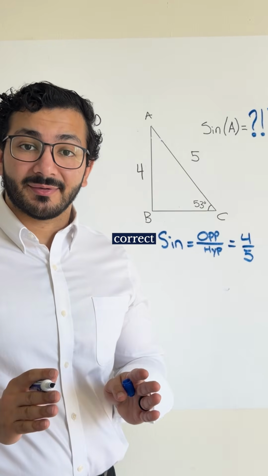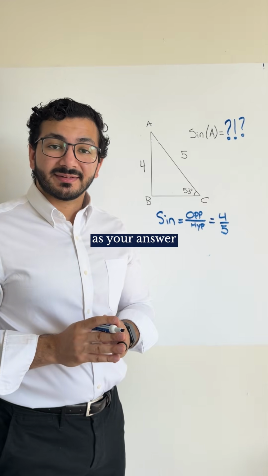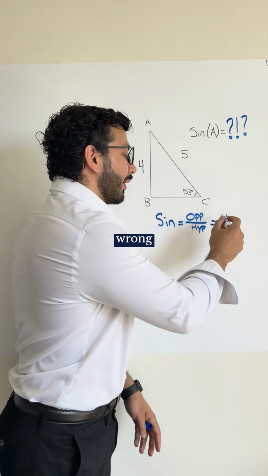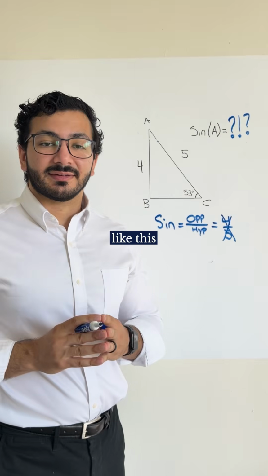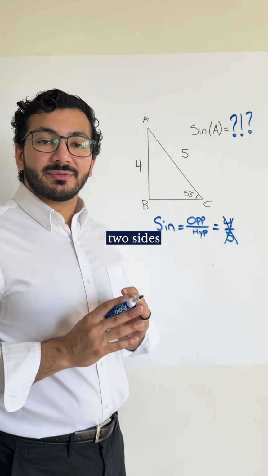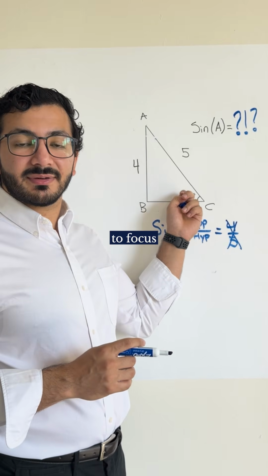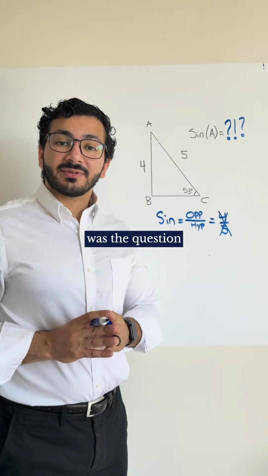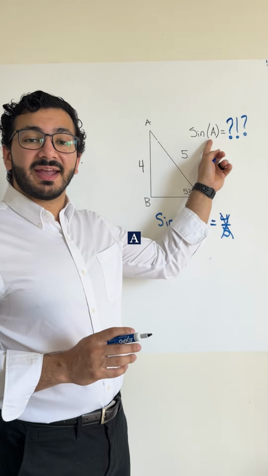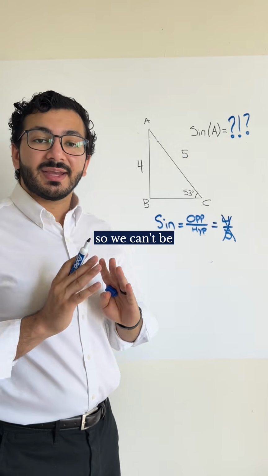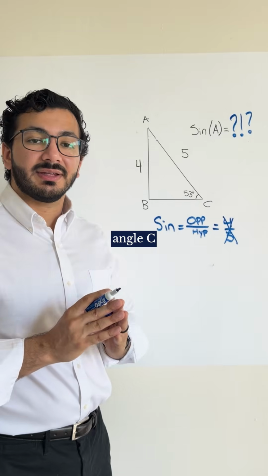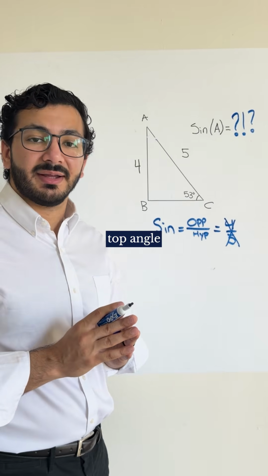No, it is not correct, unfortunately. If you selected this as your answer, you would be wrong. The SAT is tricky like this because you'll see that they label two sides and label an angle here so that they slightly nudge you to focus on angle C. However, what was the question asking for? Sine of A, angle A. So we can't be focused on angle C. We have to look at the top angle over here.